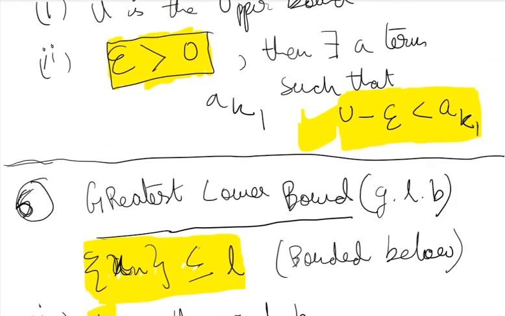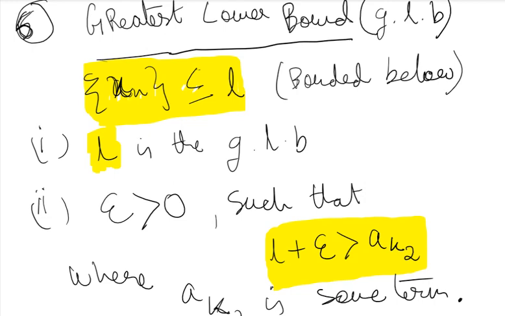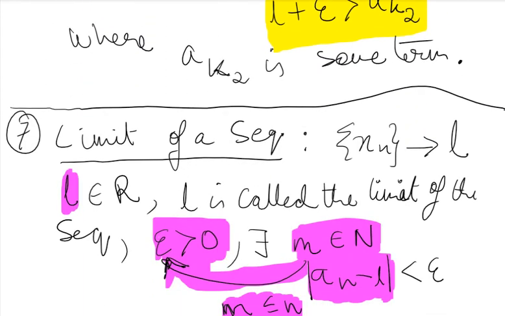Similarly, for the greatest lower bound, or the infimum, it's the same thing, where x of n will be greater than or equal to some value l. It will not be less than that value, like I showed you in xn, where xn was 1 by n. So l will be the greatest lower bound, and you will have to take an epsilon greater than 0, a small epsilon, such that l plus epsilon will be greater than a k2. The previous one was less than, so this is greater than.